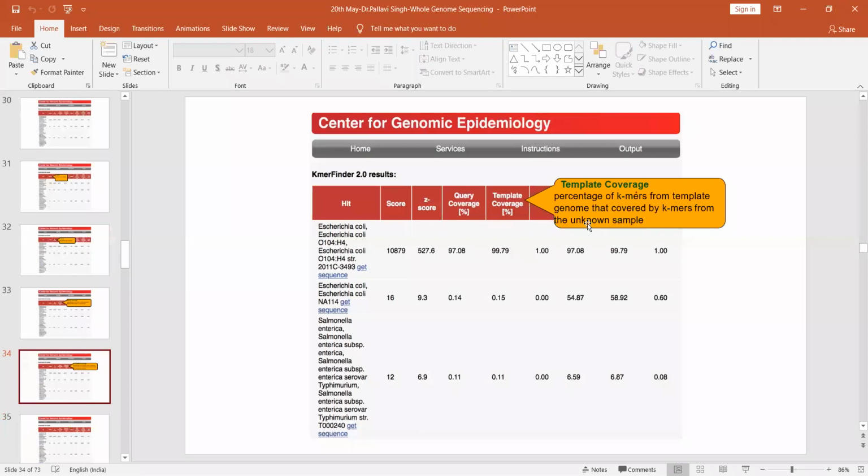What is template coverage? Again, template coverage tells me the percentage of K-mers from template genome that have covered the K-mers from unknown sample. Like query coverage was telling me the percentage of K-mers from query which are matching to the template, and template coverage is the other way around. It is telling the percentage of K-mers from template genome that have covered the K-mers from the unknown sample. So this should also be high. So it is showing that 99.79%, almost 100%, 99.7% of the template genome K-mers have covered the K-mers from the unknown sample.